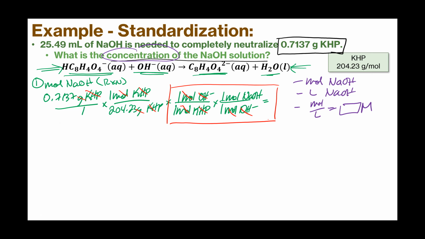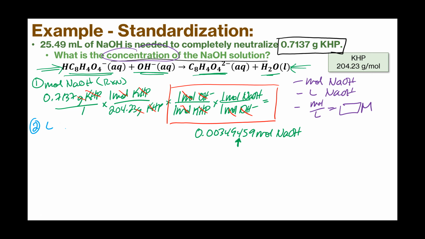Okay, because we're looking for moles of sodium hydroxide. Okay, 0.7137 divided by 204.23 times 1, blah, blah, blah. So this should give us 0.0034946 moles of sodium hydroxide. Okay. Our mass has 4 significant figures, so we need 4 significant figures in our sodium hydroxide.